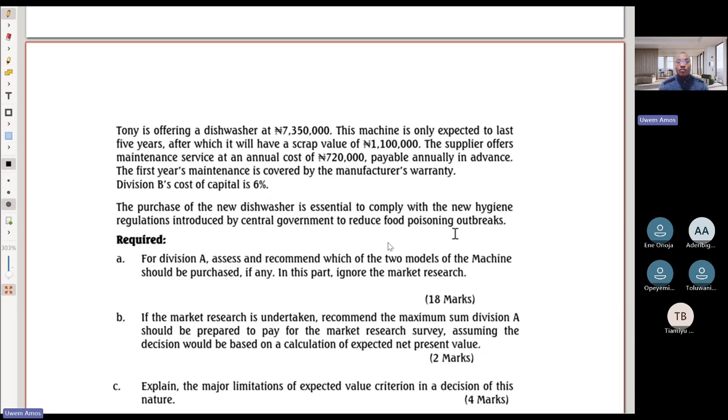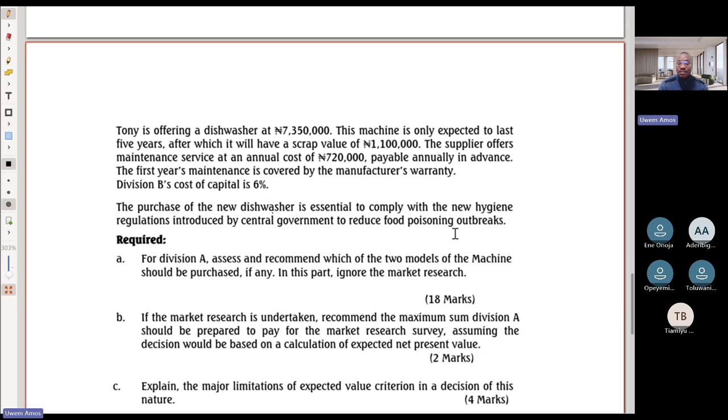The first year's maintenance is covered by the manufacturer's warranty. Division B's cost of capital is 6%. The purchase of the new dishwasher is essential to comply with the new hygiene regulations introduced by the federal government to reduce food poisoning outbreaks. Required for Division A, assess and recommend which of the 2 models of the machine should be purchased, if any. In this part, ignore the market research.